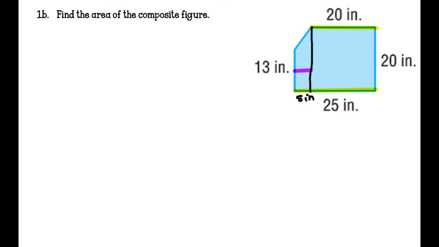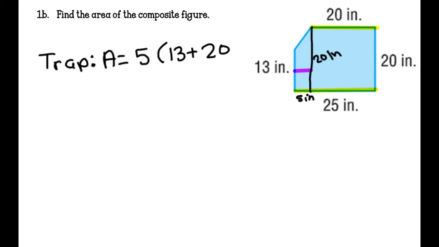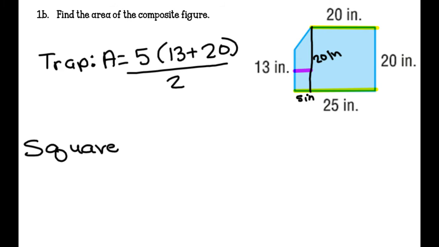I know that the whole height, or this base that I did on the black line, is 20 inches because it's the same length as over here. So my trapezoid area equals the height, which is 5, times base 1 plus base 2, all divided by 2. And then my square is area equals 20 times 20.